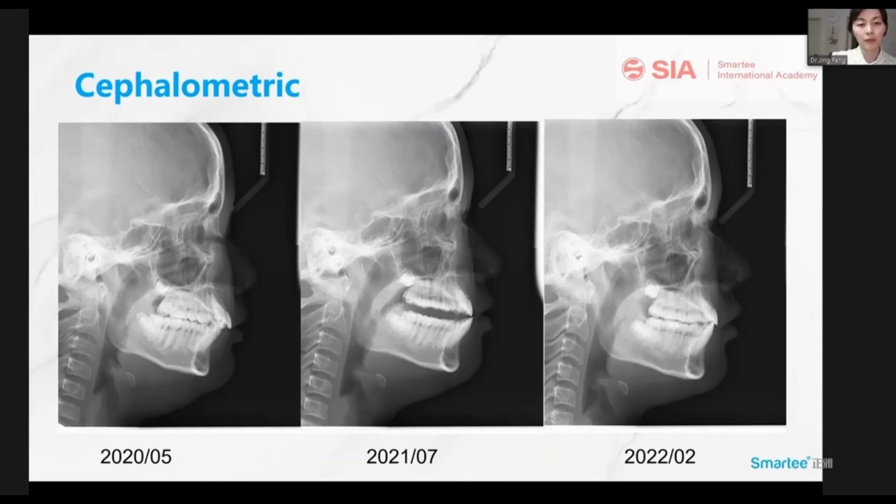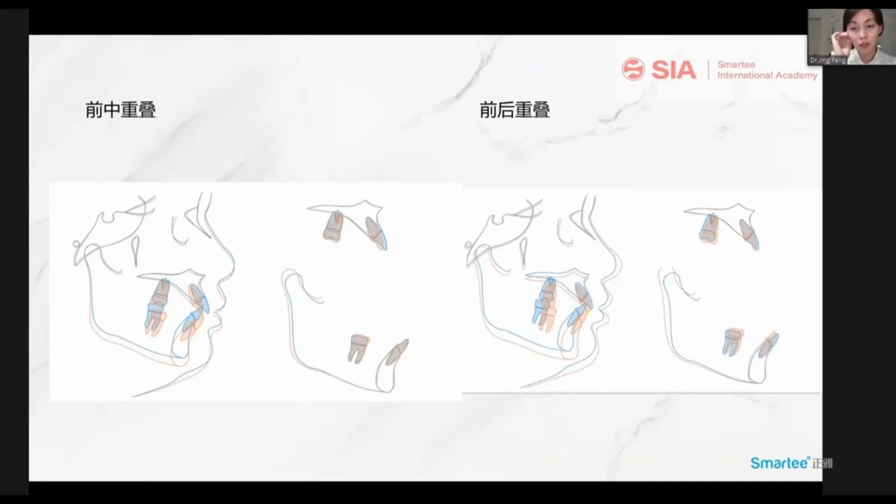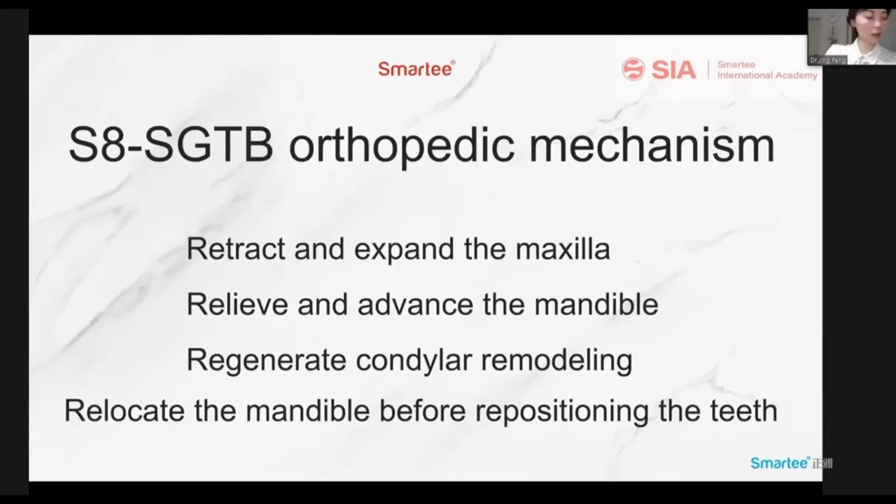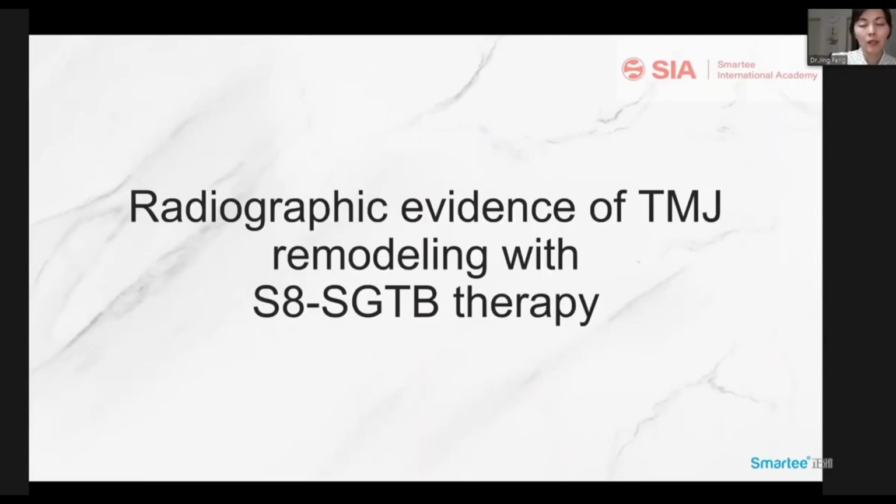And the superimposition, okay, time, oh, I have to be quick. SHSDB orthopedic mechanism is to retract and expand the maxilla, relieve and advance the mandible, regenerate condyle remodeling, and relocate the mandible before repositioning the teeth. And I will quickly show the radiographic evidence of TMJ remodeling with SHSDB.